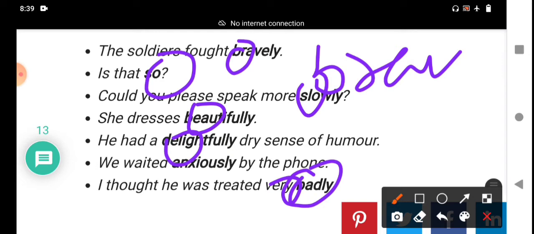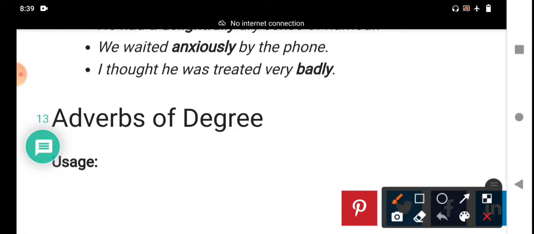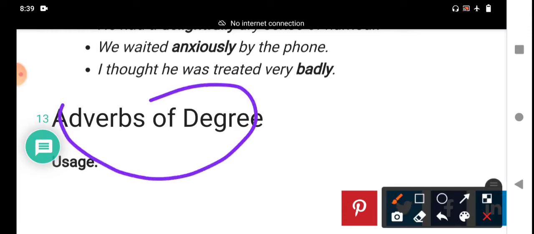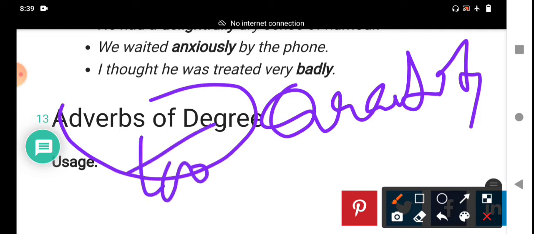That is more important. This is one kind of adverb of manner. And then we move on to the next, adverb of degree. What is the meaning of adverb of degree or quantity? What vocabulary do we have to use? Two.